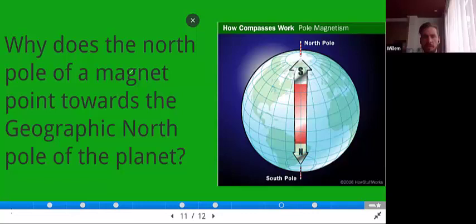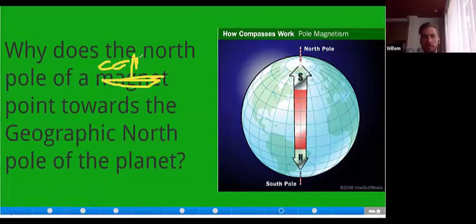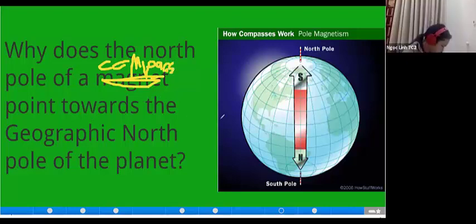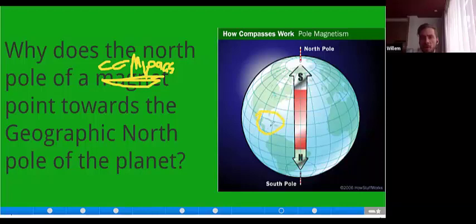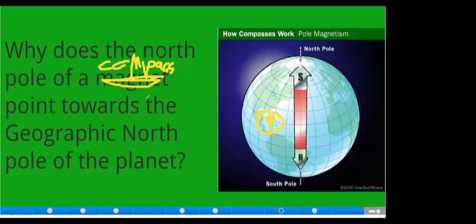Let me just, that needs to be a compass. Okay, if I have a compass here, why does it point towards the geographic North Pole of the planet? Anyone? This is a class discussion. Anyone can tell me what they think, or should I call you out one by one? Nguyen, what do you think?